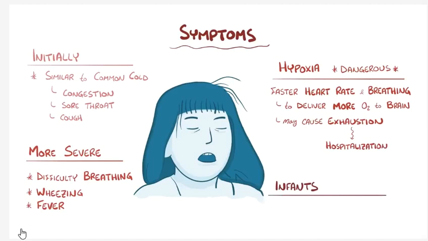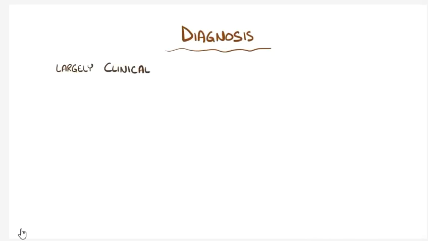Young infants with bronchiolitis can also experience central apnea, which is where they have short periods of time where they just stop breathing altogether. The diagnosis of bronchiolitis is largely a clinical diagnosis based on whether RSV is known to be circulating at a given time of the year, the child's age, and the presence of classic signs and symptoms.